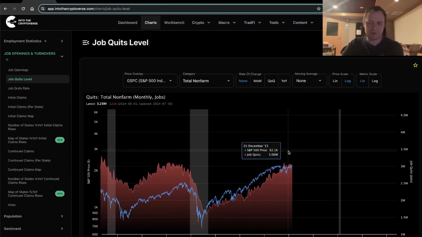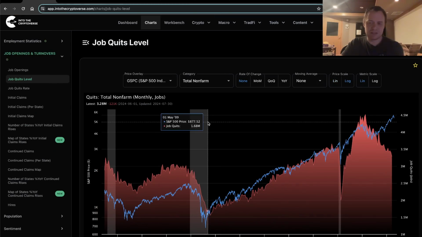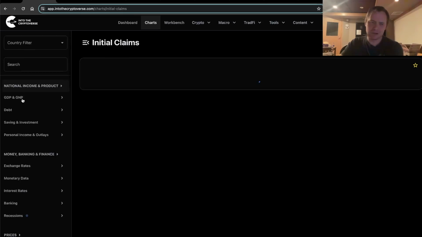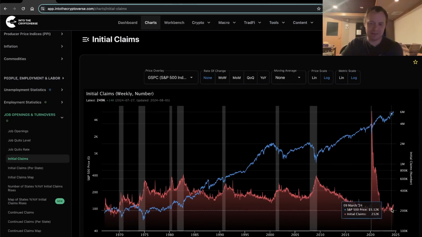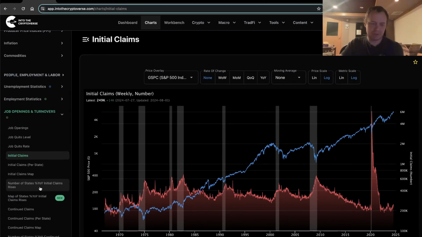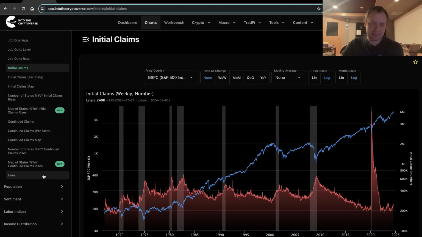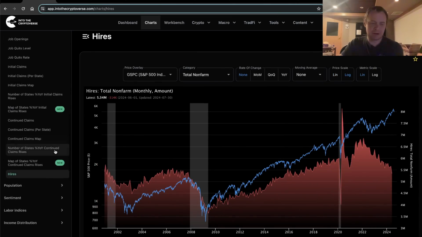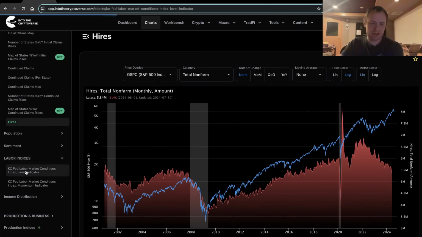The job quits level continues to be in a downtrend, which, basically the way to think about this, as you go into recessions, people quit their job less because they're unable to find new jobs, therefore they're not quitting, or they don't quit because they're fearful they won't be able to find a new job even if they do quit. And so going back to initial claims, that's still relatively low, although it is starting to pick up. And hires, we already talked about that one, right? That's pretty low now.